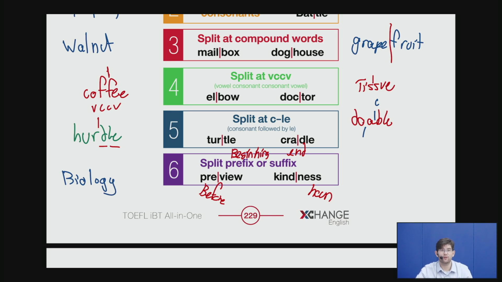Really common word for students and in school, biology. It's a subject we learn about. So we have actually a few things here. We have bio and we have ology. These are actually two affixes put together. Bio means life as a prefix, and ology means study of.